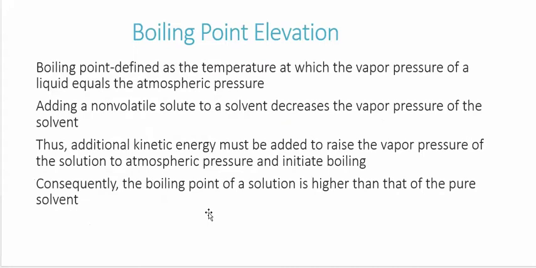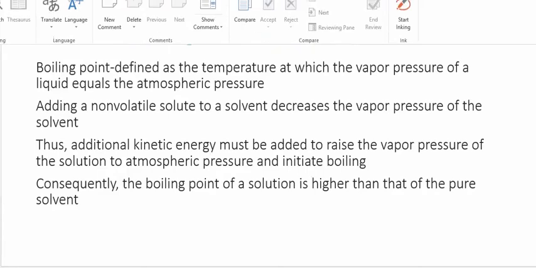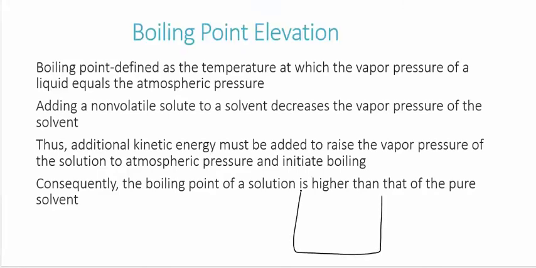Third colligative property is boiling point elevation. Boiling point is the temperature at which the vapor pressure equals the atmospheric pressure. So a solution will boil when the vapor pressure, the pressure pushing upward, equals the atmospheric pressure, which is the pressure pushing downward. That's when a solution will boil. Well, when I add a non-volatile solute, a solute that does not evaporate, it decreases the vapor pressure, so additional kinetic energy must be added to raise the vapor pressure. So consequently, the boiling point is higher than that of the pure solvent.